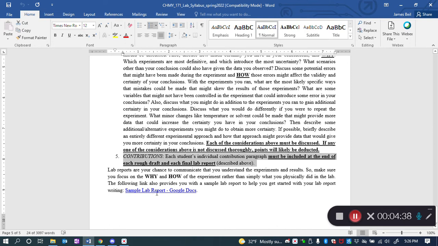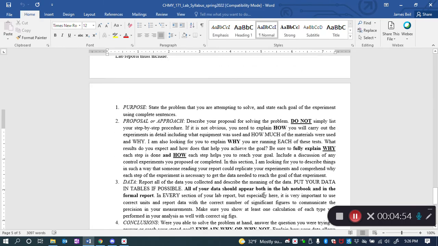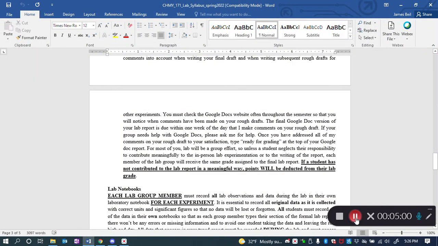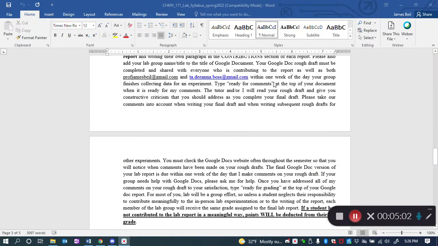So there's a sample lab report you can look at here. Once your group finishes collecting all the data you need, you'll start writing the lab report. Take a week to write the lab report collaboratively with the other people in your group. At the end of a week, make sure that your lab report says, where is that here? So it's right here. It says, once your group has collected all of your data, you have a week to complete a rough draft lab report. And at the top, you want to write "ready for comments."